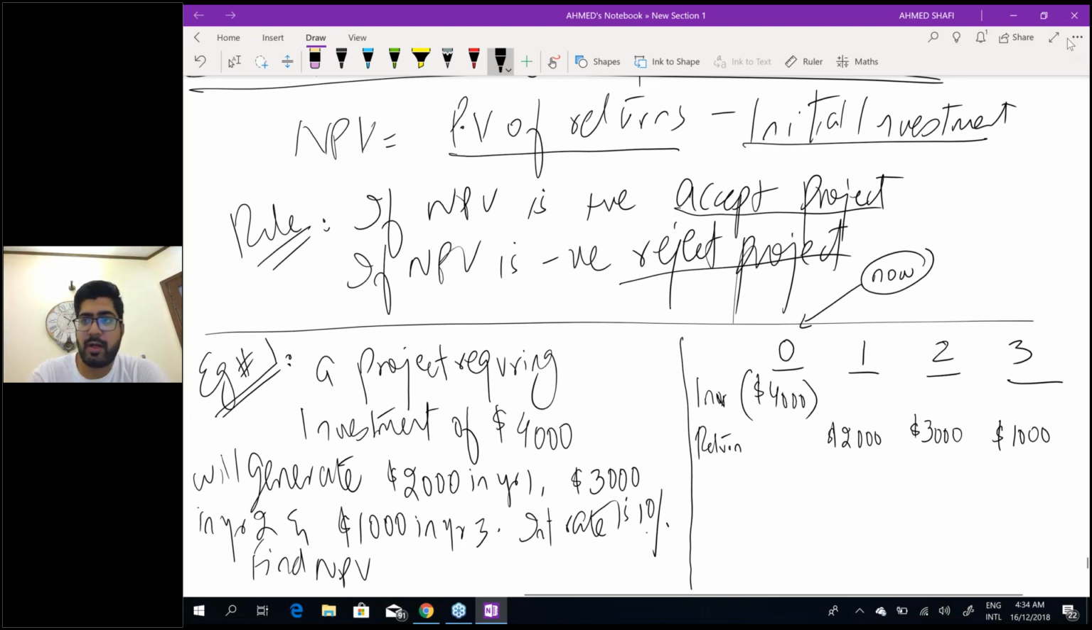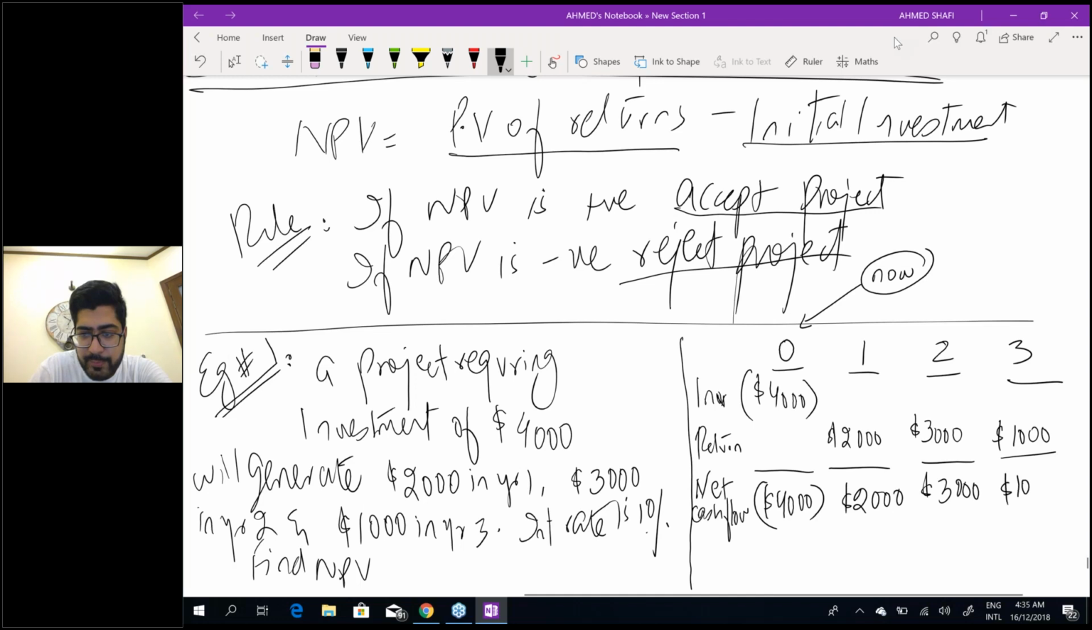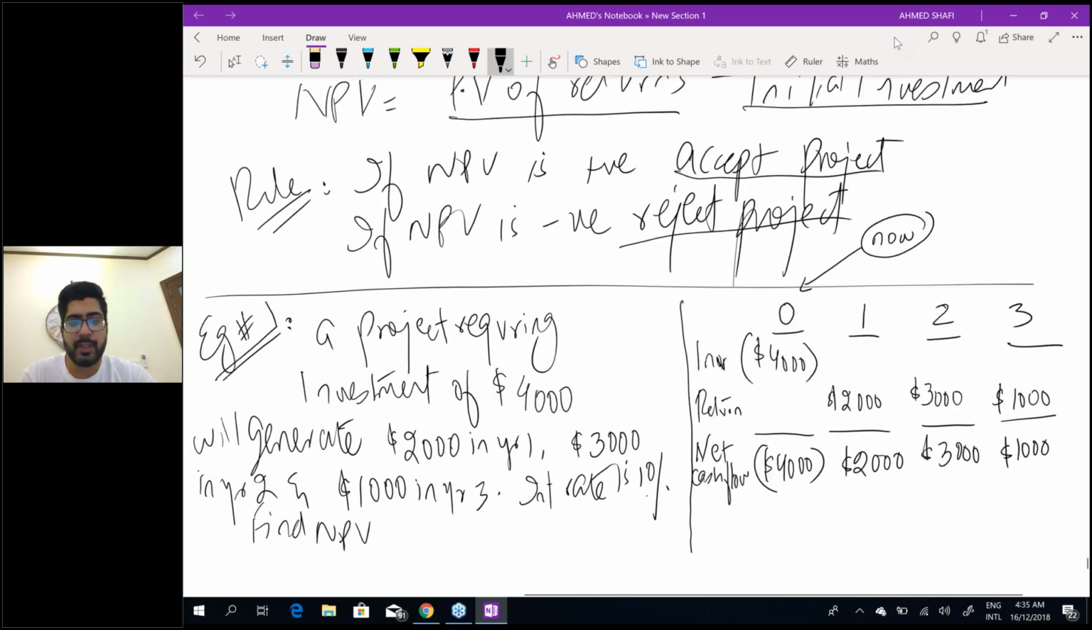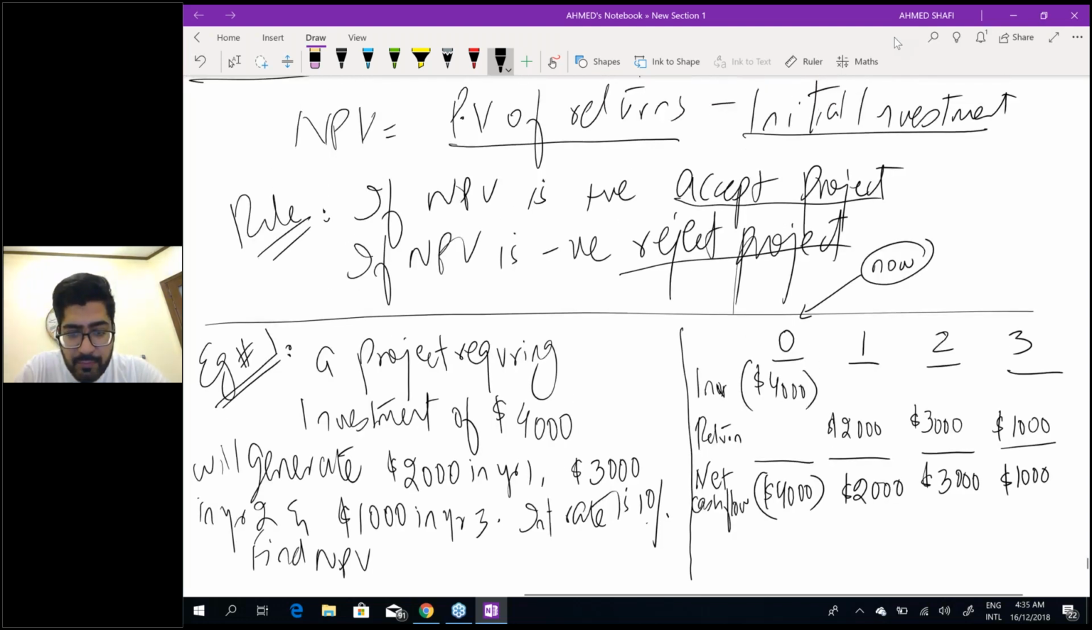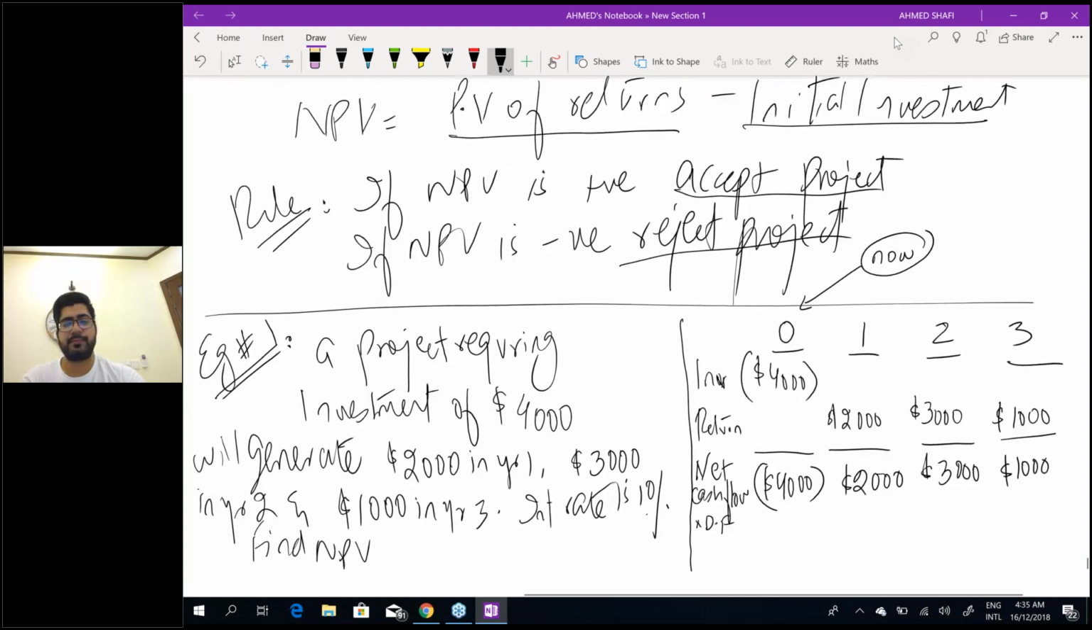Once you are sure that there are no more inflows or outflows, net them all to get net cash flow. Now net cash flow at year 0 is minus 4,000, then 2,000, 3,000, 1,000. This is net cash flow. Once you get the net cash flow, multiply this net cash flow by the discount factor.